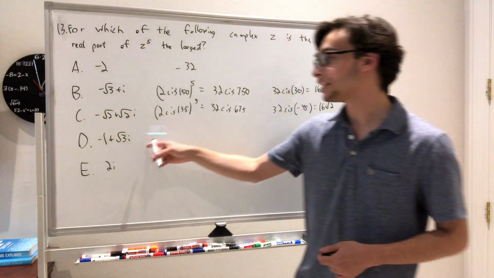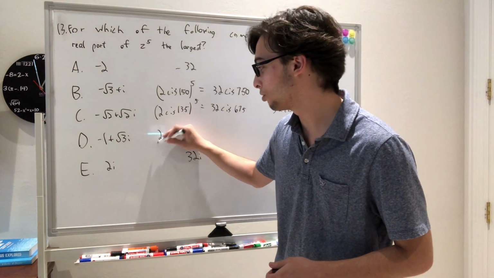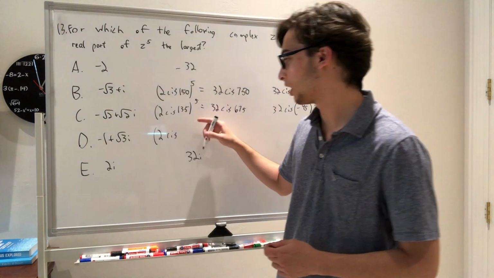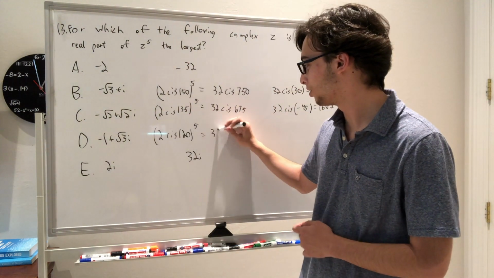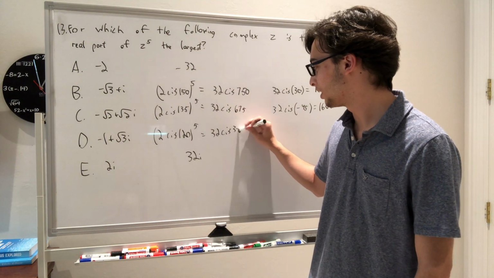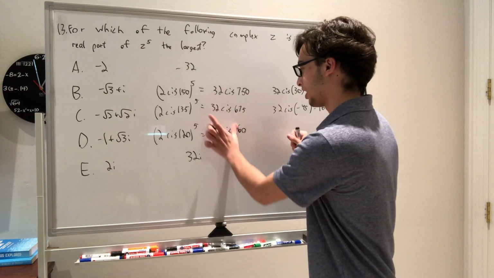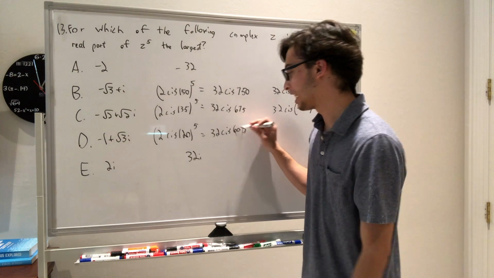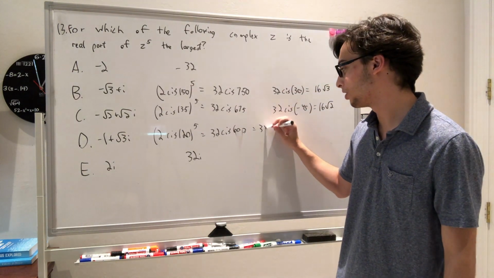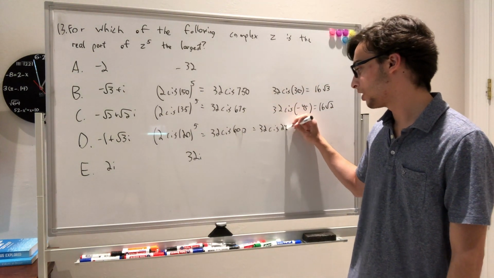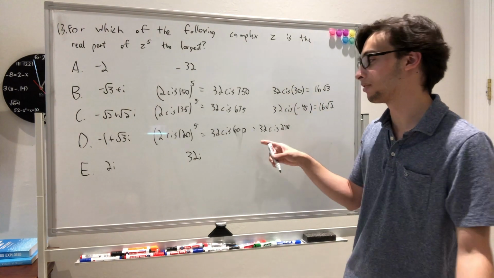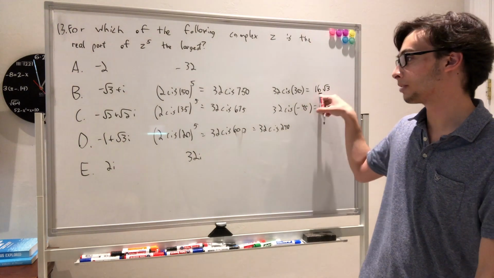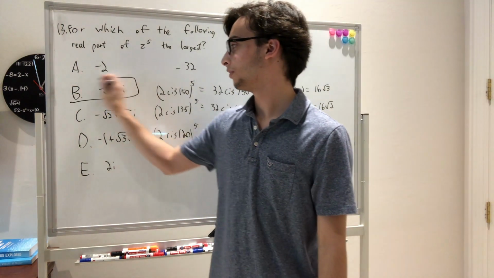Okay, now moving on with D, this is the same thing as 2 cis of 120 to the power 5, which equals 32 cis, sorry, not 360, 600. Now we can subtract 360, and this equals 32 cis of 240. However, I know that the real part of that is going to be negative because it's on the left side, so I'm just not even going to look at that. So the greater of these two is going to be answer choice B, and we're done with the problem.